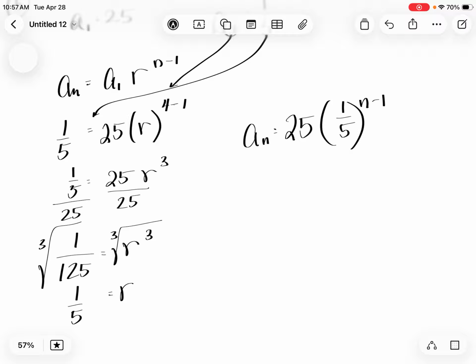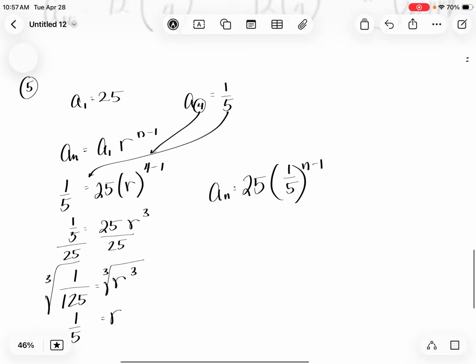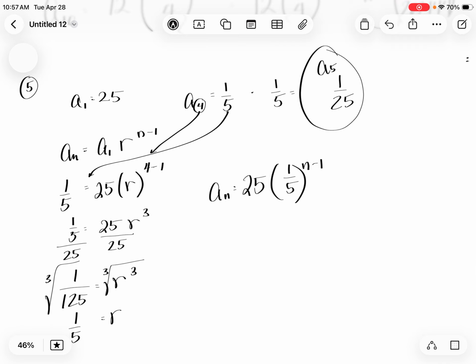And it also says to find the 5th term. Well, you can put in 5, but if you already know the 4th one, once you found the ratio, you could just multiply it by 1/5 to give you 1/25, and that is your 5th term. Or you could, like I said, put 5 in here and see what comes out. And it should be 1 over 25.